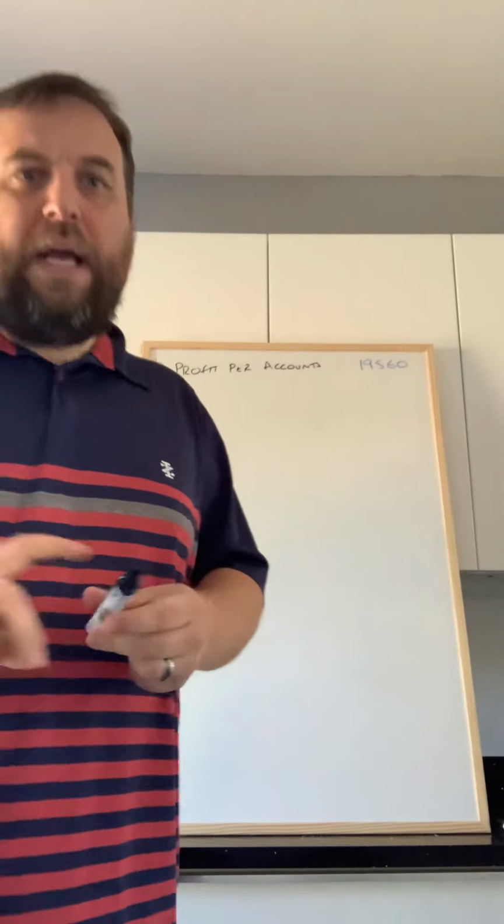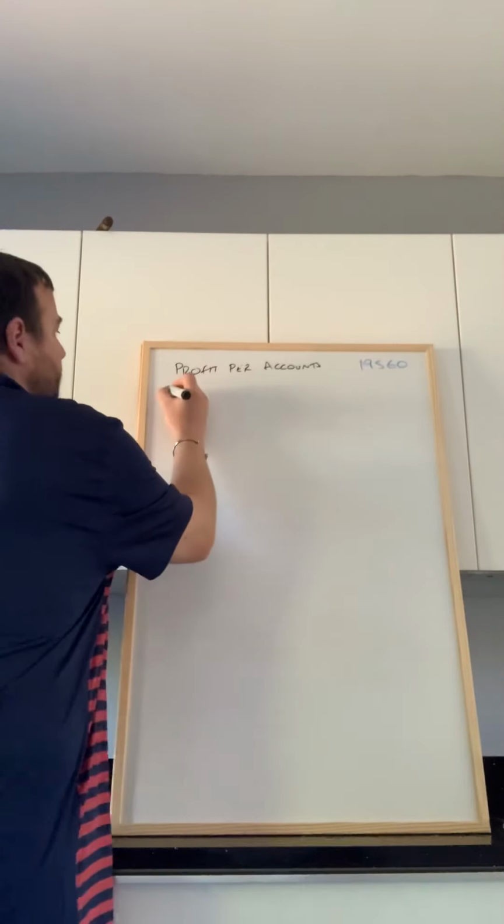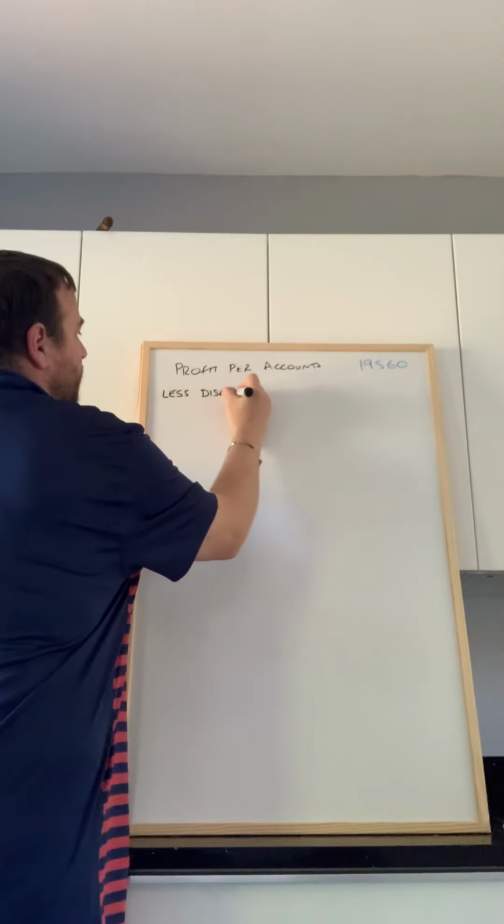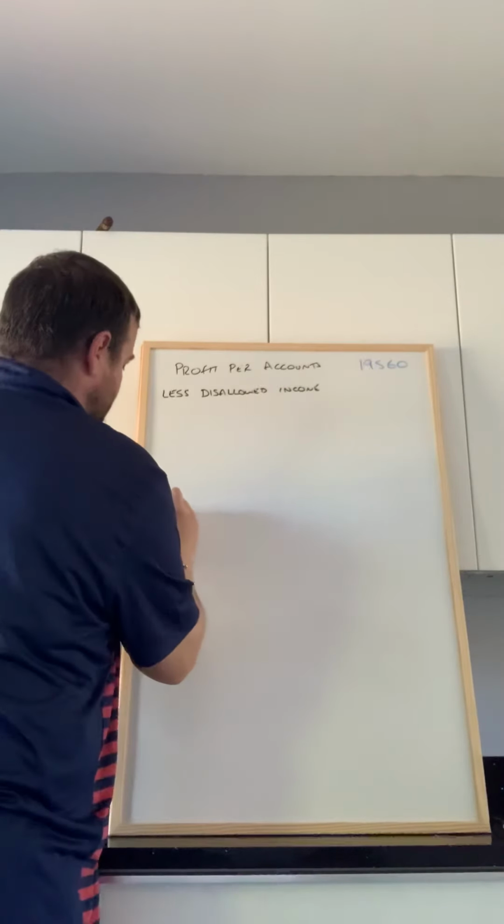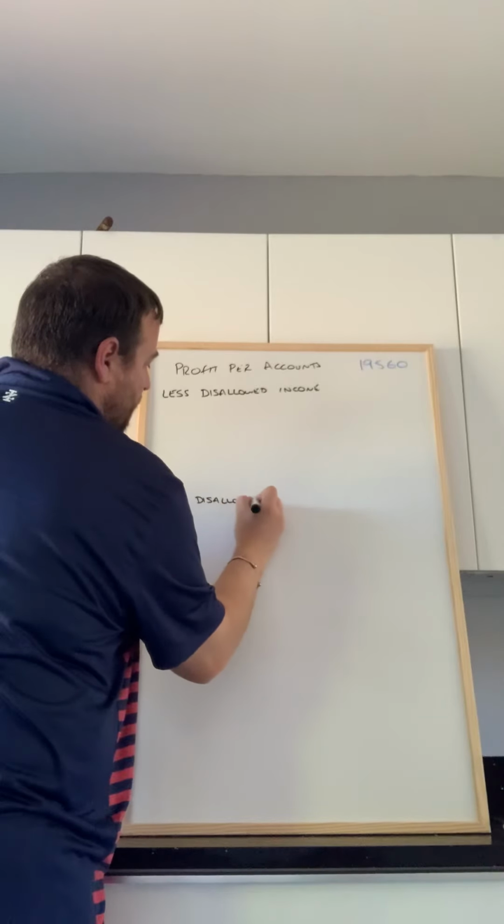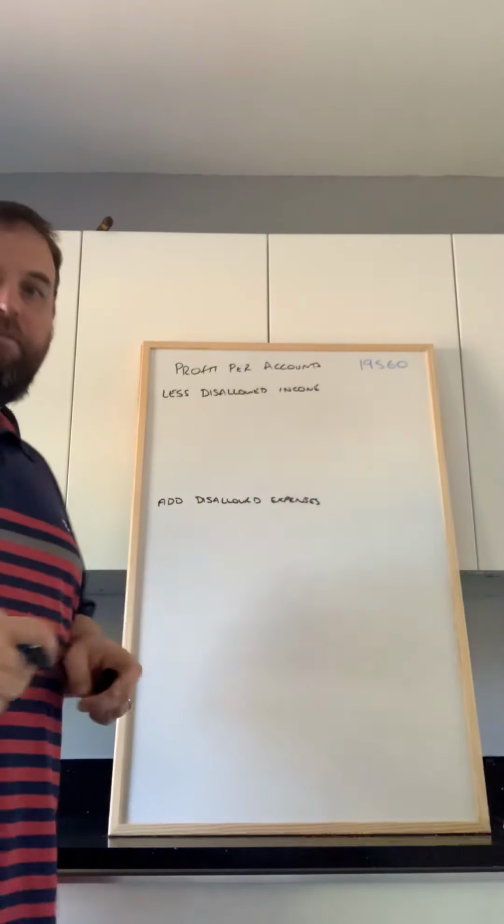Now we have to go through all of the information that we have and find out whether there's any income which shouldn't be in there or any expenses that shouldn't be in there. Then what we're going to do with them is: less disallowed income and add disallowed expenses.